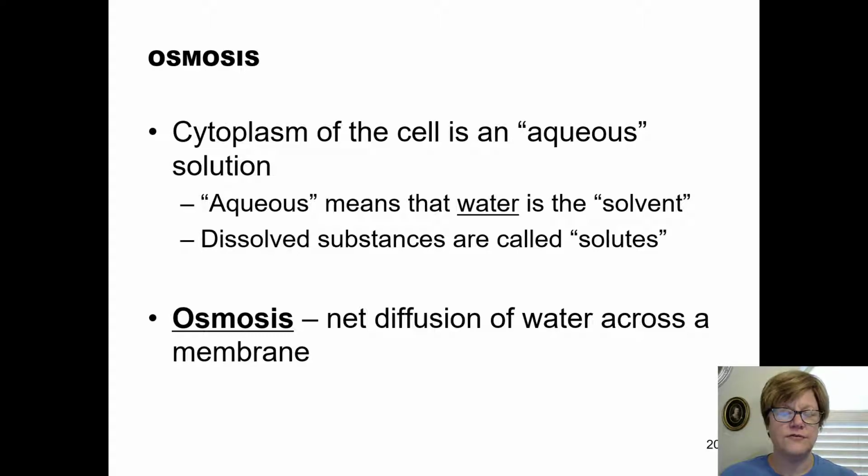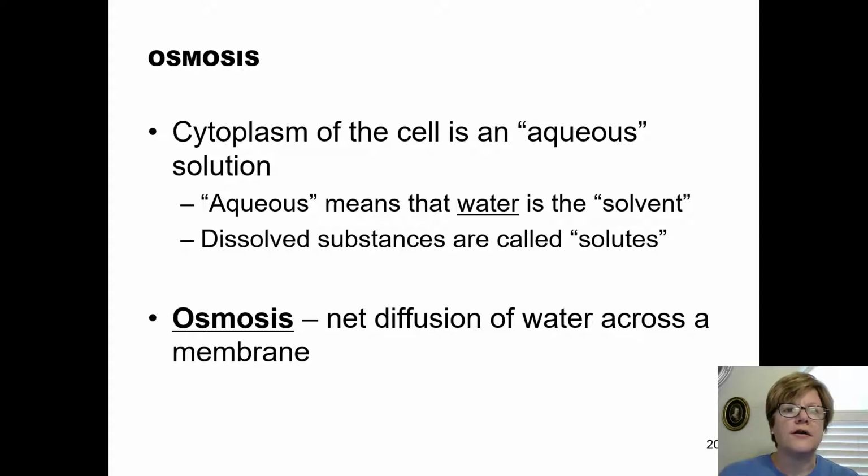So just to review, we've gone over simple diffusion. There aren't very many molecules that can go directly across a membrane, but oxygen is one that can, and carbon dioxide is one that can. Pretty much everything else has to either go through some kind of channel protein, carrier protein, or pump, which is really just a carrier protein that does active transport, or it can go through a vesicle by phagocytosis or exocytosis. So we'll go over those things.